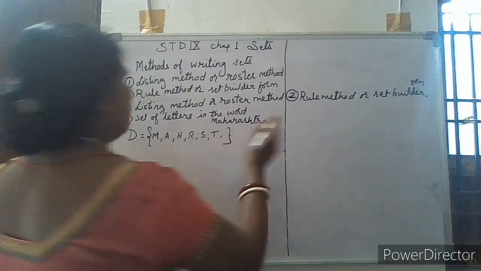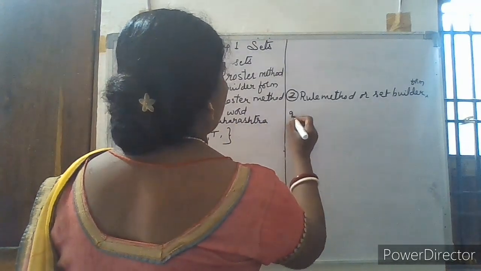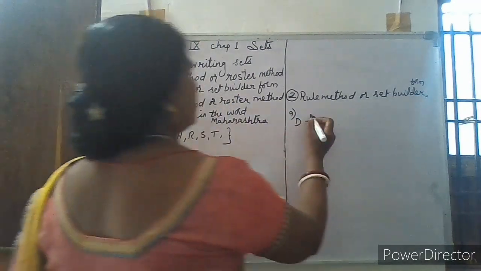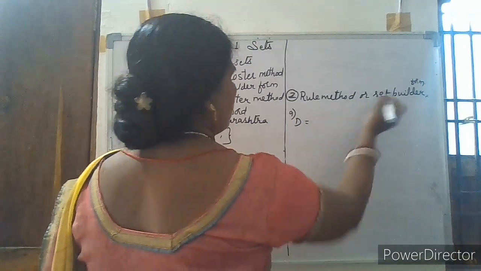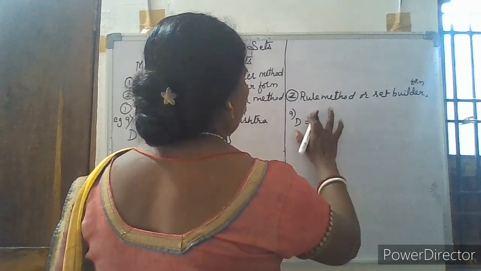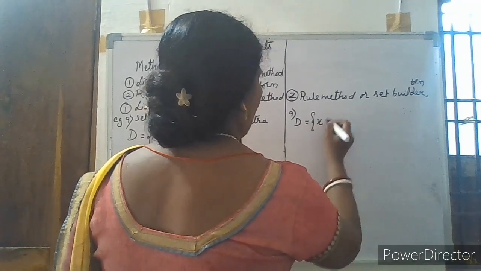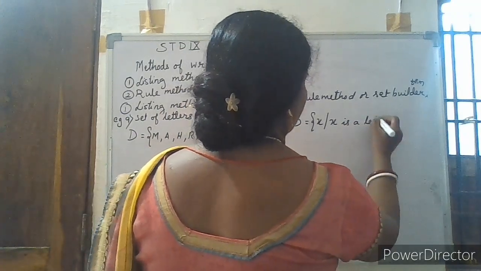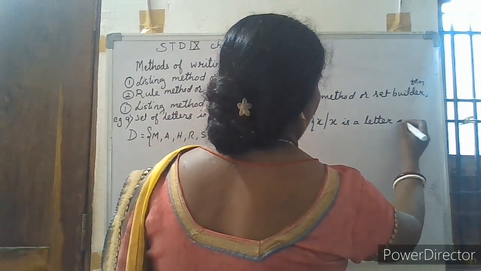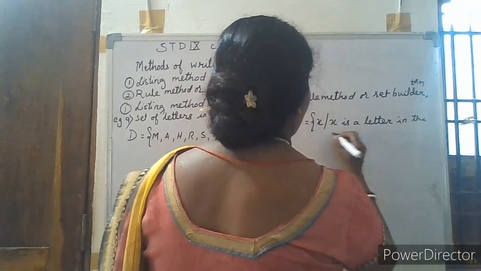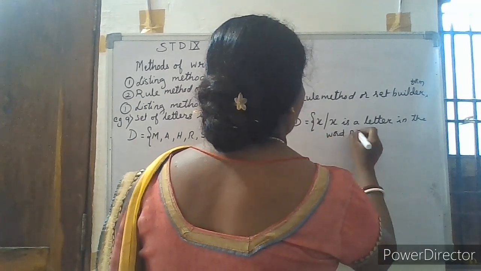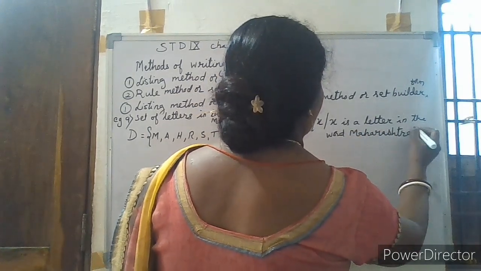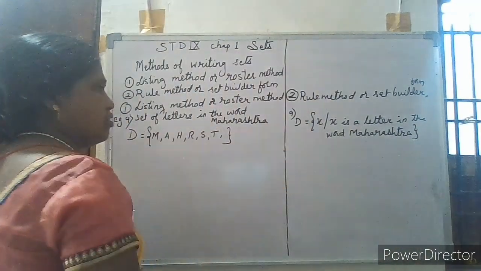Therefore, now, with the second method, in the rule method or set builder form, it is in this way. X is an element such that X is a letter in the word Maharashtra. In this way we write.